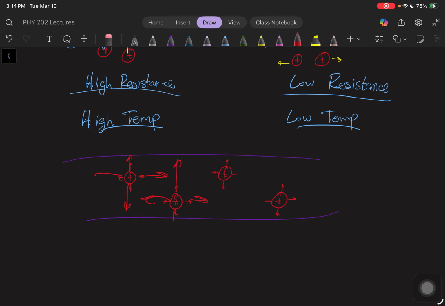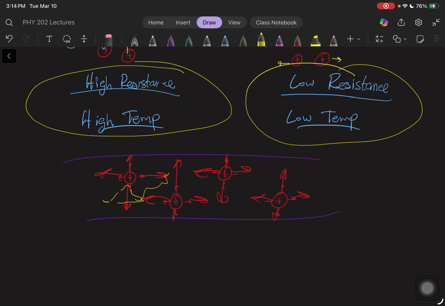now everything's very violently wiggling. It's shaking all over the place. You have a lot of vibrations. And so you can imagine if you're an electron, you're going to get smacked by this atom, then smacked by that one, then smacked by this again, and you're just going to get shoved all over the place. And so we have high resistance at high temperature, low resistance at low temperature.